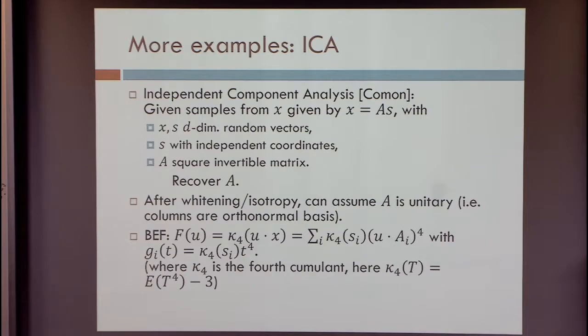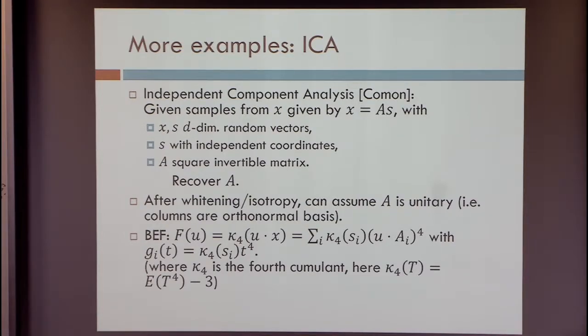So after a step that is standard in some algorithms for ICA, which is the so-called whitening step, or you could also think of it as putting the vector x in isotropic position by using second moment information about x, we can assume that the matrix A is unitary. So the columns form an orthonormal basis rather than the general case. And then the question is to again recover A, but now we know that it's only an orthonormal matrix, so it's the recovery of an orthonormal basis or a rotation matrix.